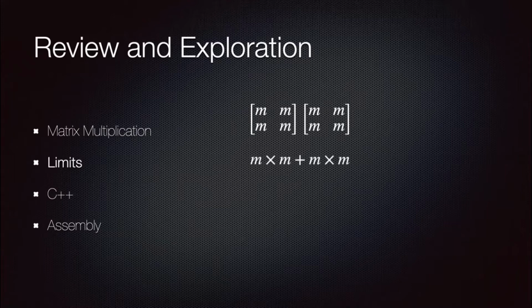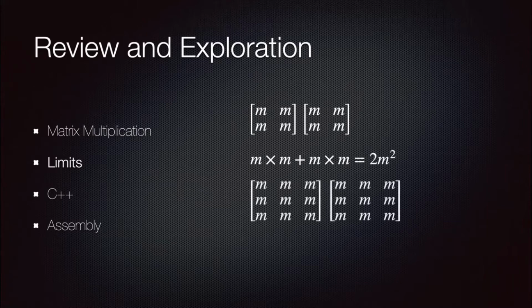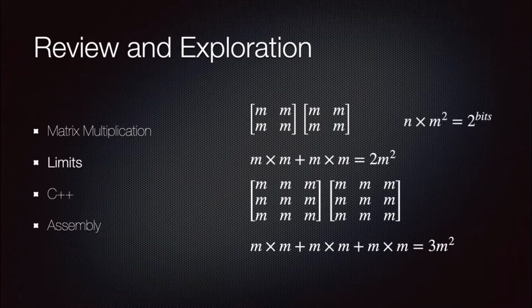That would mean our result would be in this form, and would then simplify to this. Let's do the same for 3 by 3 matrices. And this is what we get. Eventually, you'll see a pattern that will relate the size of our matrix, the maximum element value that can be used without overflowing, and the number of bits we want to use for our values.